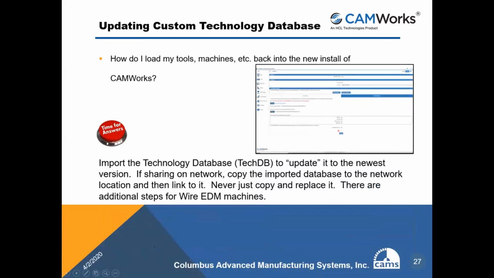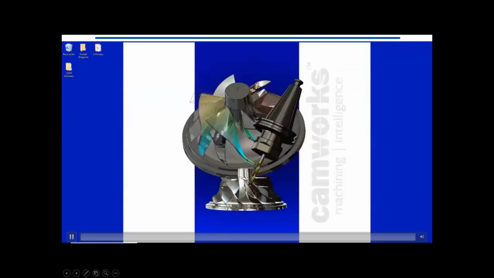So we're going to go ahead and import the technology database, or TechDB, to update it to the newest version. One thing to note: if sharing on a network, copy the imported database to a network location, then link to it. Never just copy and replace it. There are additional steps for wire EDM machines. Okay, guys? So we're going to do that real quick.